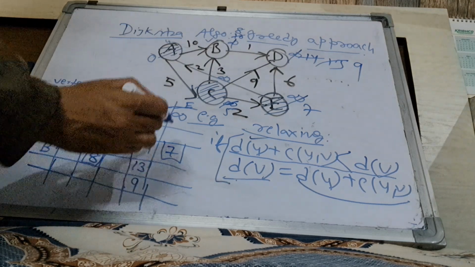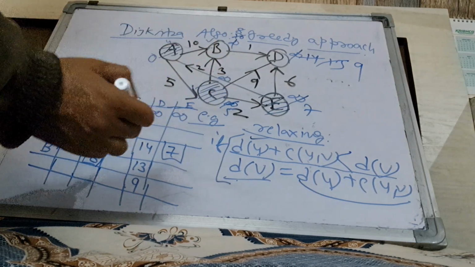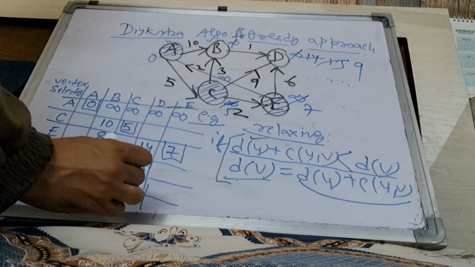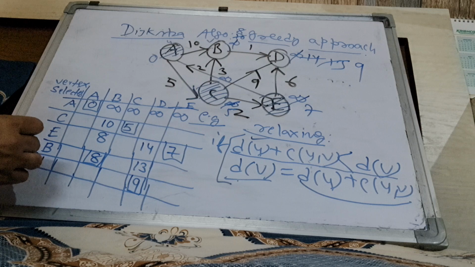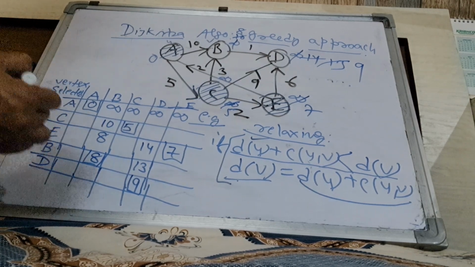Any other place you can reach? You cannot reach any other place from B. Rest all vertices have been updated or visited. So now you can see 9 is the only one left, and that is the cost of D. So from here, now you have visited all the vertices.